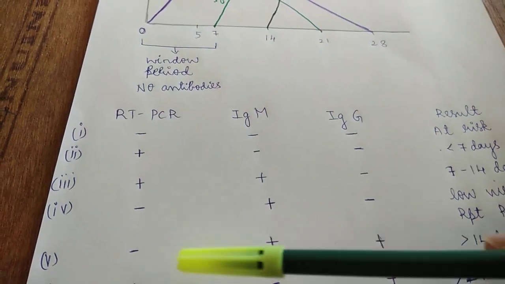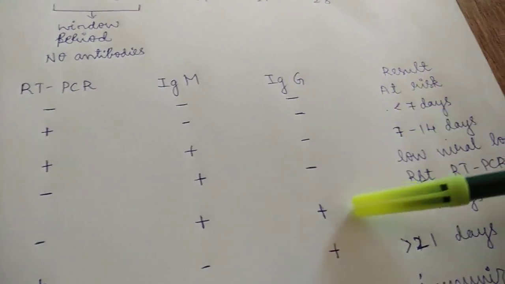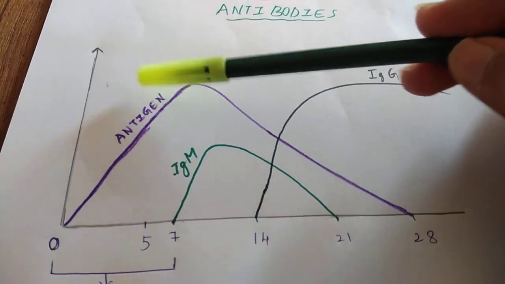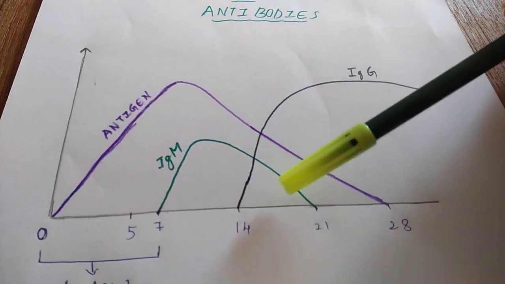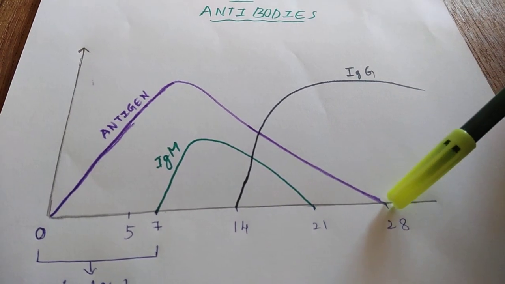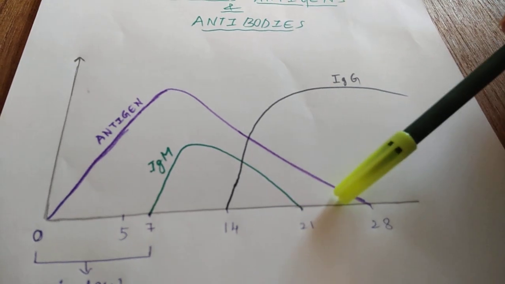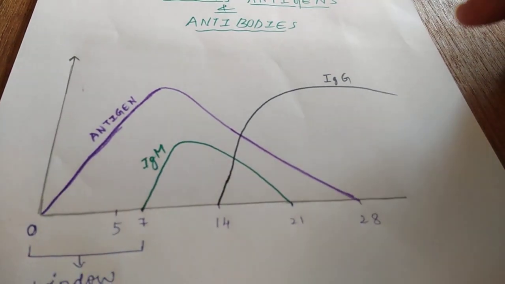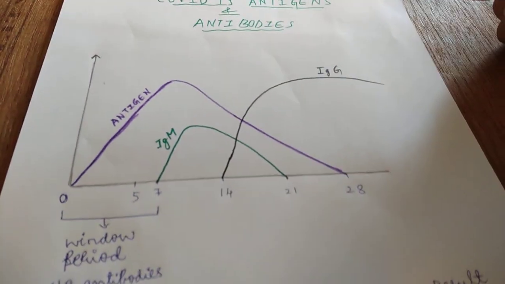Coming to the fifth scenario, here RT-PCR is negative, IgM is positive and IgG is positive. It means the person has more than 14 days of the illness. Antigen is negative, IgM is positive, IgG is positive. It means he has to be somewhere beyond 14 days of illness. But again, why is antigen negative? Because the viral load is gradually decreasing. In such patients also, even if the RT-PCR is negative, we might get a repeat RT-PCR. At that time it might come positive. This is the fifth scenario.